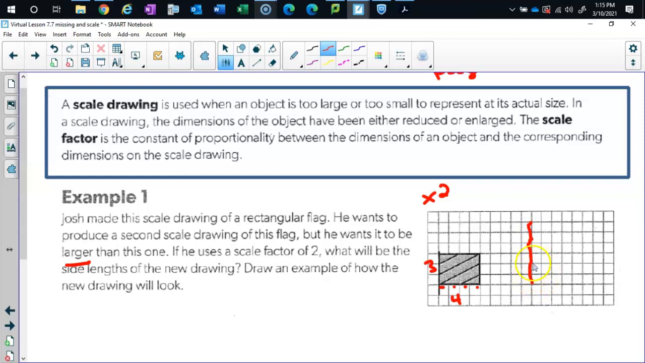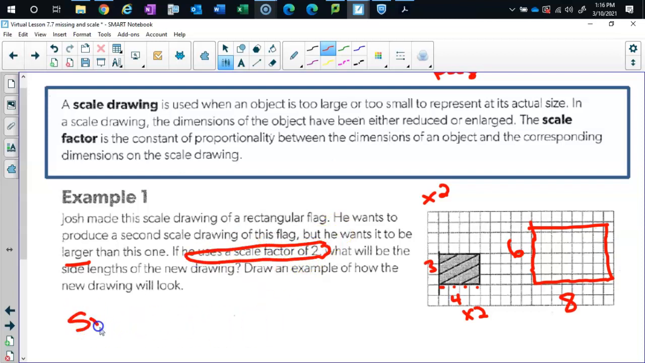Did I count that right? 1, 2, 3. Wait. Sorry, guys. My eyes are deceiving me here. I want to make this 6 units high. Let me count. 2, 4, 6. So that's 6. And 4 times 2 is 8. 2, 4, 6, 8. I didn't do a good job. 6 by 8. So if you are doing a scale factor of 2 and it is larger, you multiply.